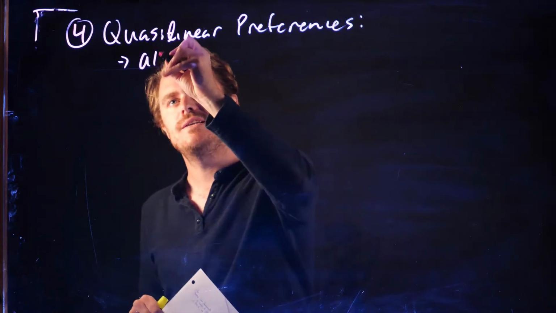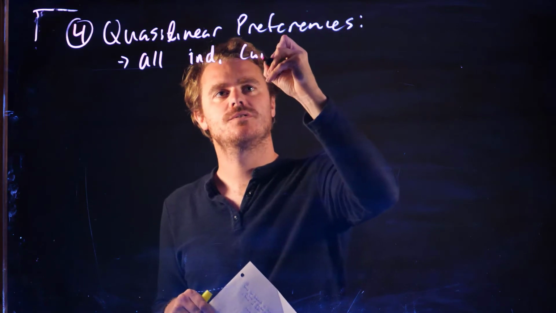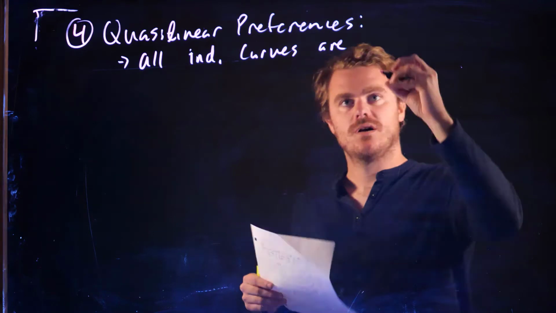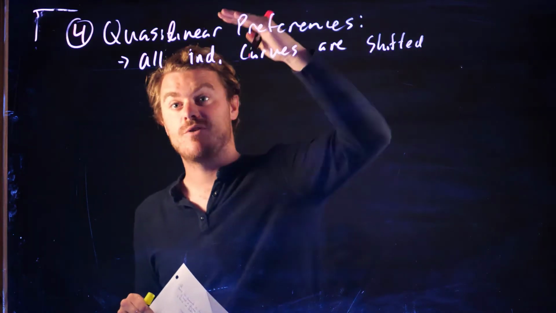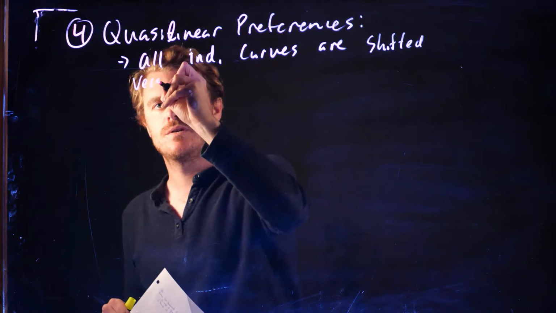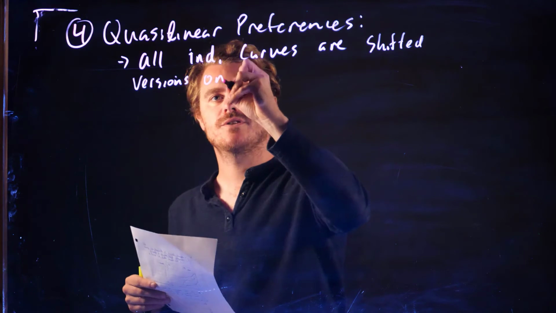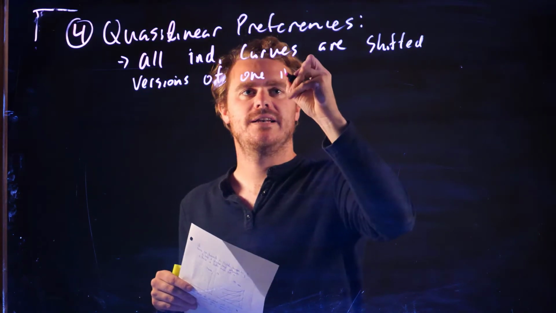And all the indifference curves are shifted versions. Remember, they were shifted vertically. Versions of one indifference curve.